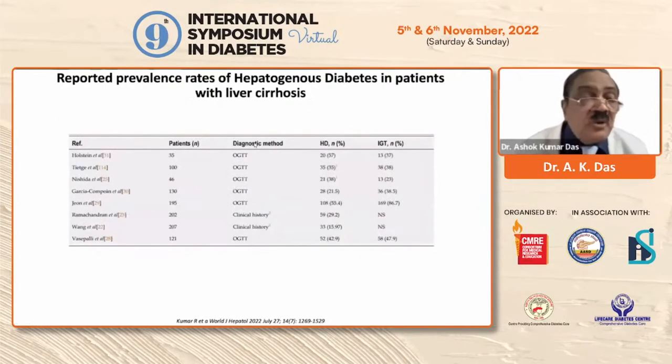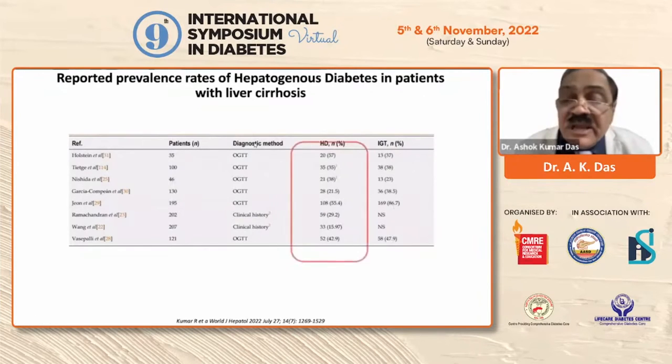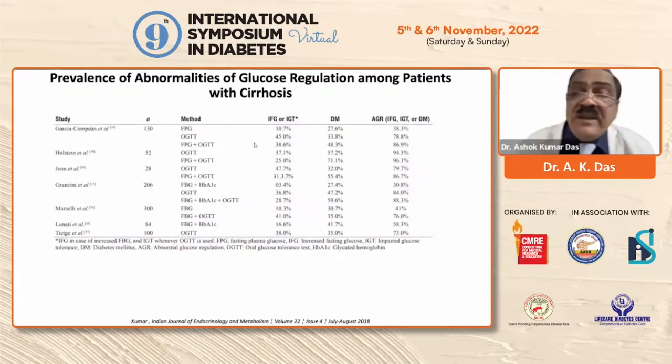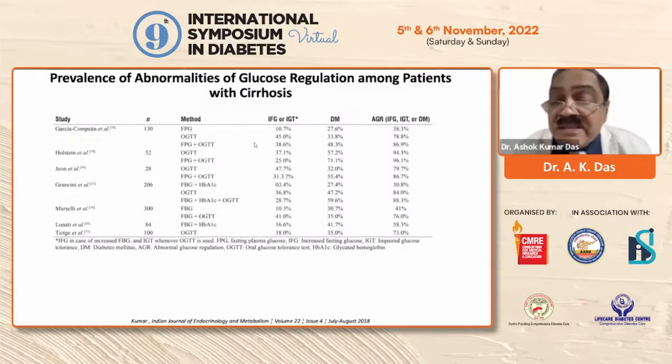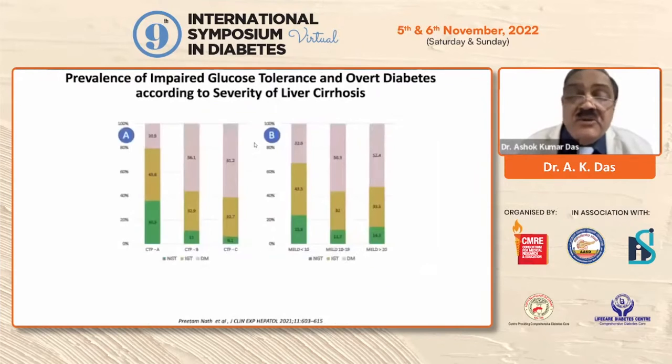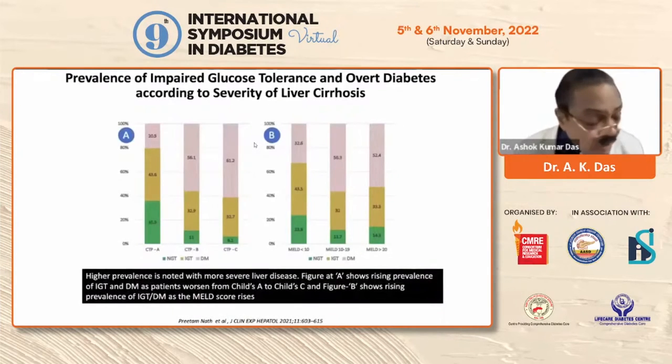Dear friends, I must also hasten to add that if you look at the reported prevalence of hepatogenous diabetes in patients with liver cirrhosis, you will find that it varies from 13% to 86.7%. So hepatogenous diabetes in cirrhosis is very common. And you see the percentages shown in this cartoon. It is quite common. Now, the prevalence of abnormalities of glucose regulation amongst patients with cirrhosis has been observed; if you look at the aggregated glucose ratio, you find it is altered up to 87% in hepatogenous diabetes, giving rise to the fact that it is a function of the cirrhosis to give rise to type 2 diabetes.